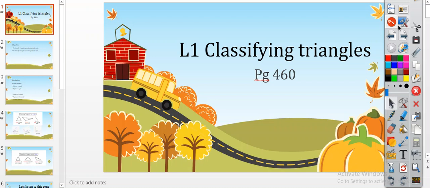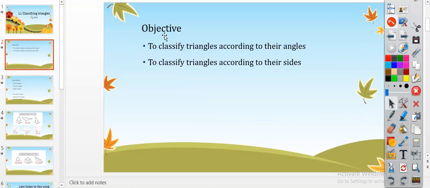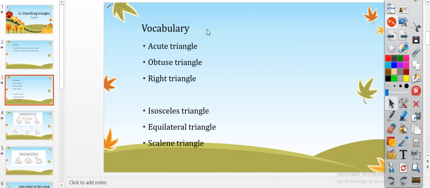This is lesson 1 in the last chapter of our book, Classifying Triangles. This is page 460, so open your books and get ready. In our lesson today, we're going to classify triangles according to their angles and according to their sides. There are some new words that we're going to learn today. Of course, you know the acute angle, obtuse angle, and right angle. We're going to learn isosceles triangle, equilateral triangle, and scalene triangle.